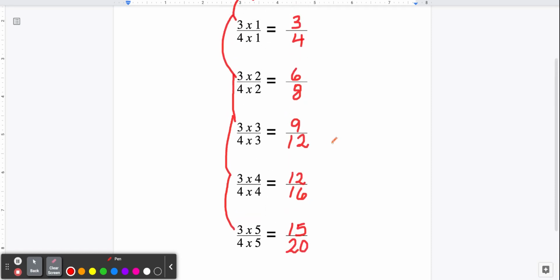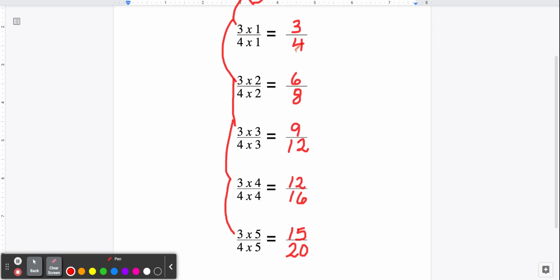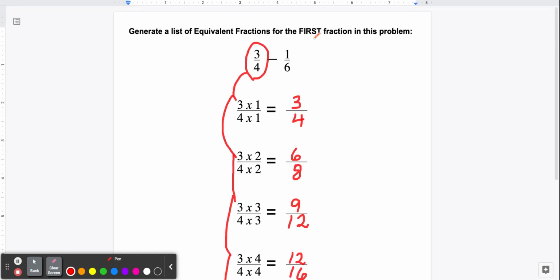In doing all of this, we have ended up with exactly 1, 2, 3, 4, 5 equivalent fractions to the first fraction in our math problem. This is the very first step that we are going to practice. So when you are done here, your teacher will give you the link to a worksheet where you will be able to fill in and generate equivalent fractions to the first fraction in the math problem.